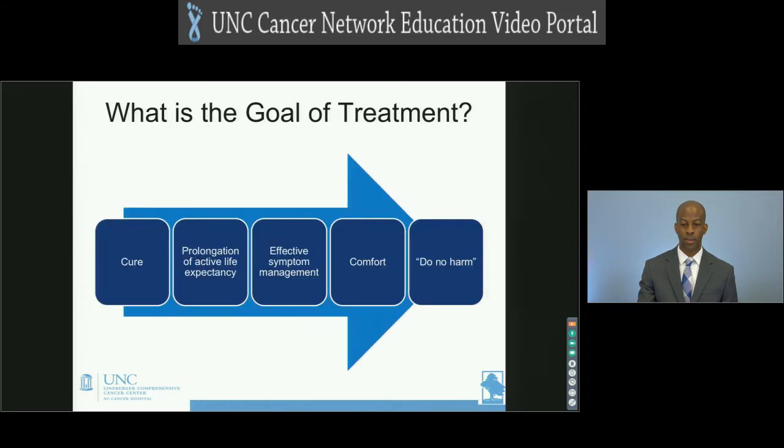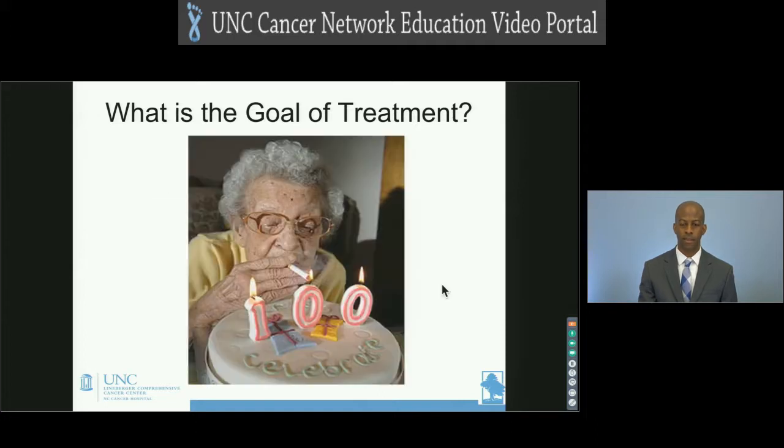And so what really is the goal of treatment? And that can vary from cure to prolongation of active life expectancy, to effective symptom management, to comfort, or to first doing no harm. But this, to me, would be the ultimate goal of therapy if we can accomplish this in all of our patients.